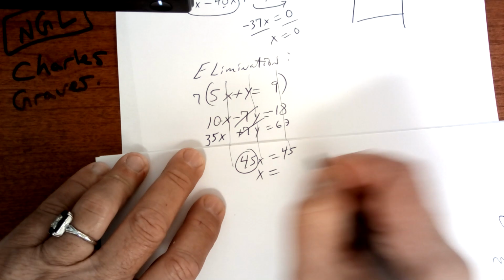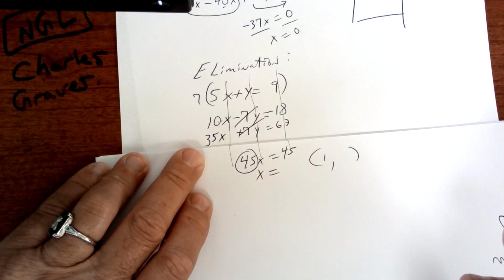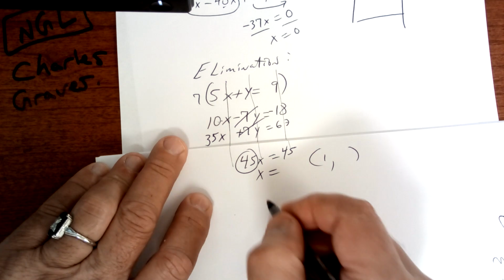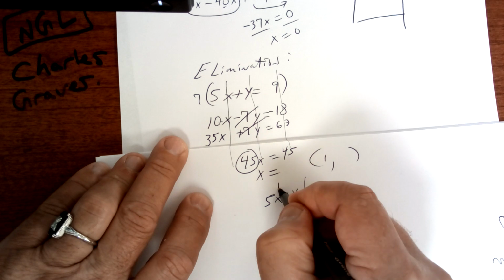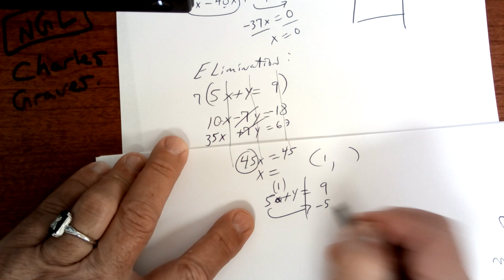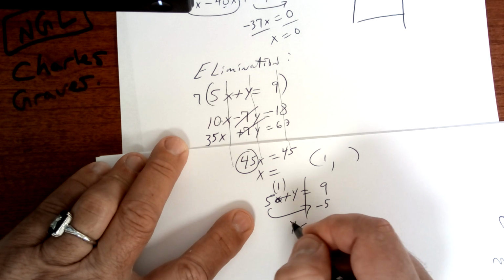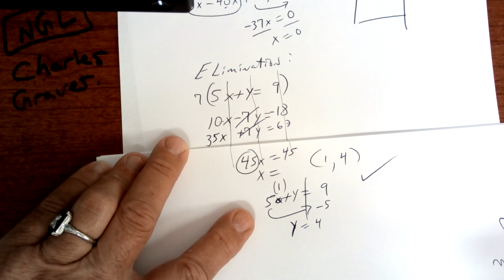So x is equal to 1, and then I pick whichever equation looks easier. I like the first one, so I'm going to say 5x plus y is equal to 9. X is 1, so scratch that out. You're going to subtract 5 and get 4. So y is equal to 4, and that's how you do elimination. Elimination, you make something cancel. And we'll work some more. But that's pretty much it.